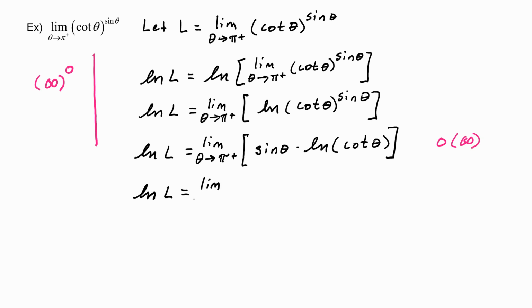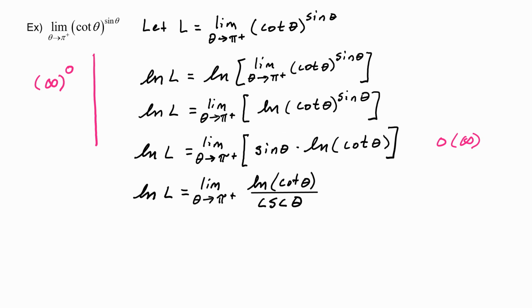Right-hand side is limit as theta approaches pi from the right. We want to turn this into a rational expression. We will keep the natural log of cotangent theta in the numerator, and we will send sine to the denominator by turning it into cosecant theta. 1 over cosecant theta is the same as sine theta.